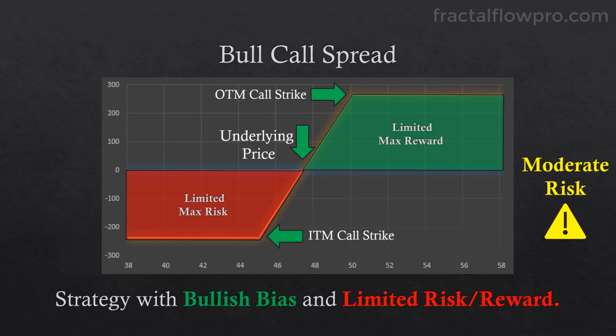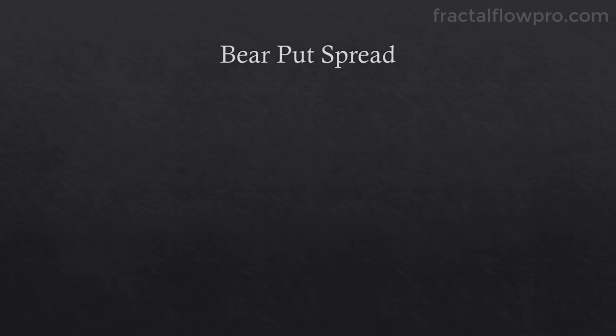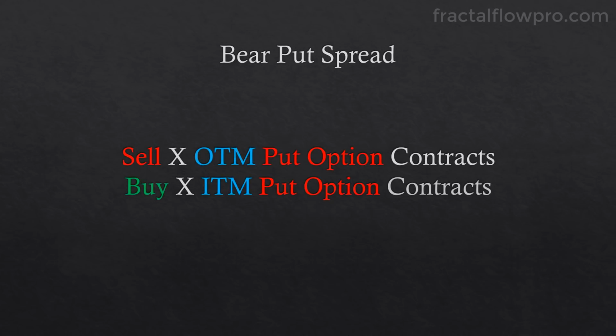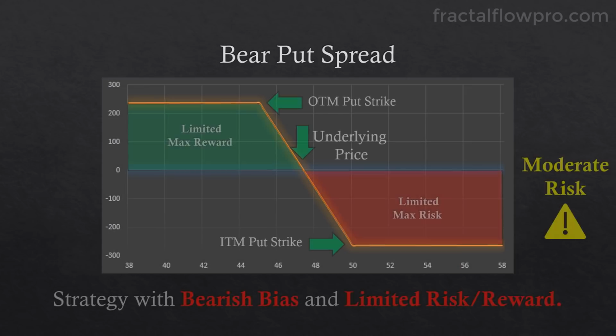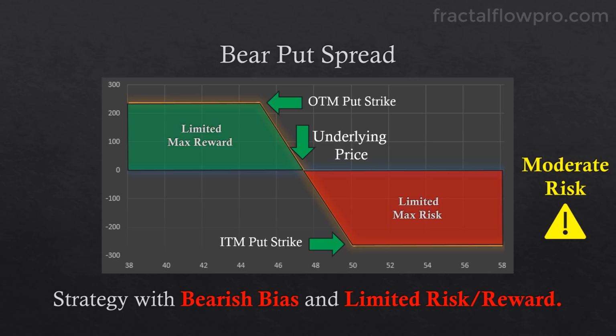Next on the line, we have a strategy called bear put spread, which consists in selling an X number of out-of-the-money put option contracts and buying an X number of in-the-money put option contracts. In terms of payoff, this is similar to the bull call spread with the exception that the strategy is built using put options and it's a bearish strategy, meaning that it becomes maximally profitable if the underlying price goes below the out-of-the-money put strike. In terms of risk and reward, both are limited and roughly equal to each other, so the bear put spread provides a reward to risk ratio of around 1.